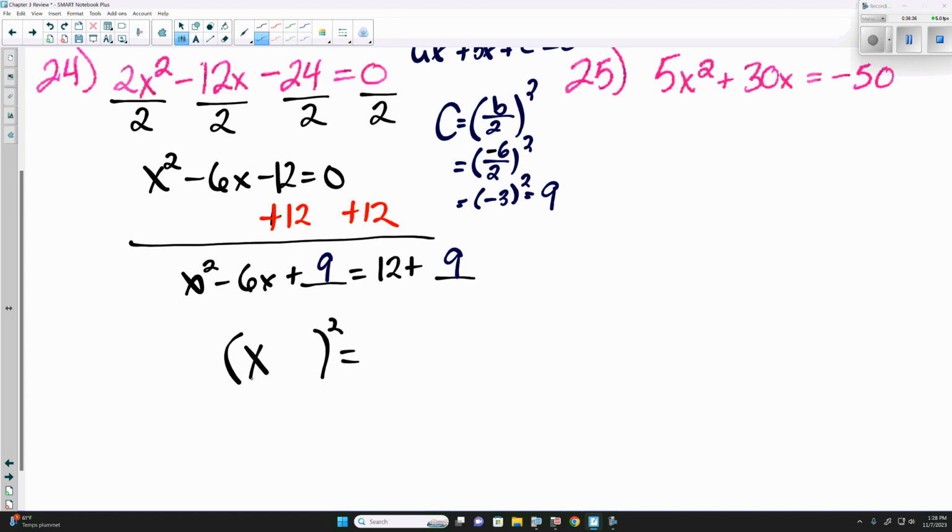Now, the whole goal was to rewrite this quadratic as a set of parentheses squared. Now we will have x, and the number that goes inside the parentheses will be whatever we had before we squared it, so negative 3. So we have x minus 3 squared. Our 12 plus 9 is 21.